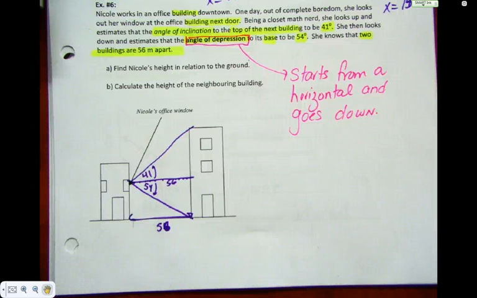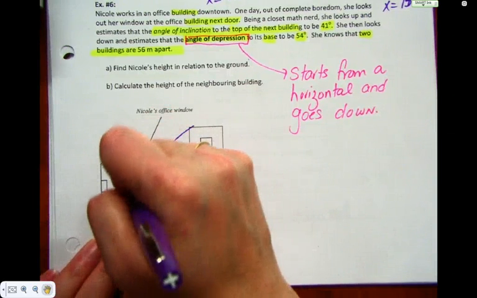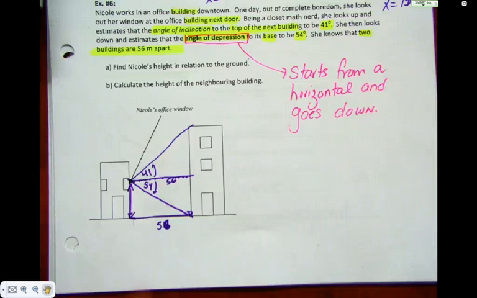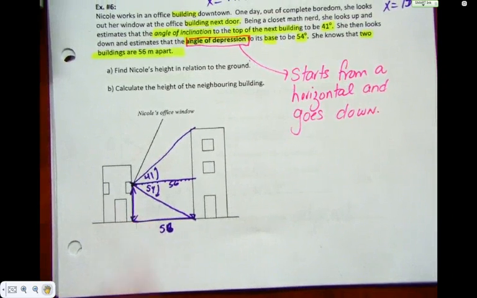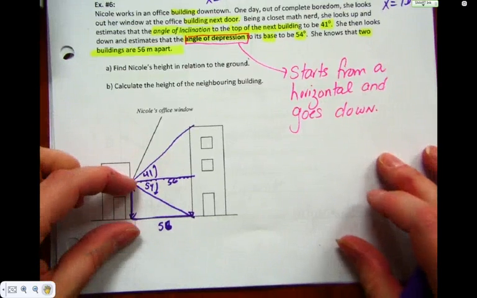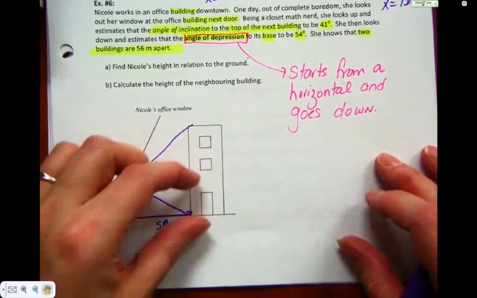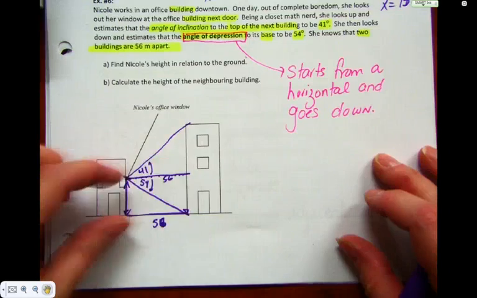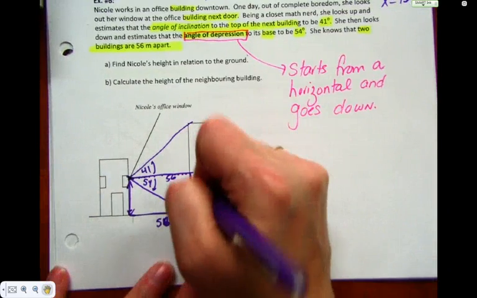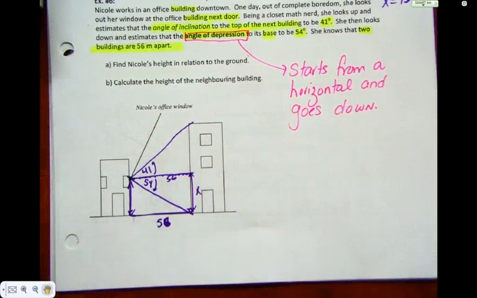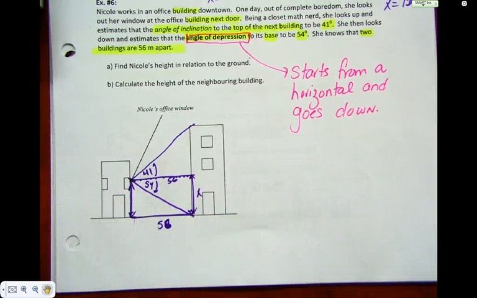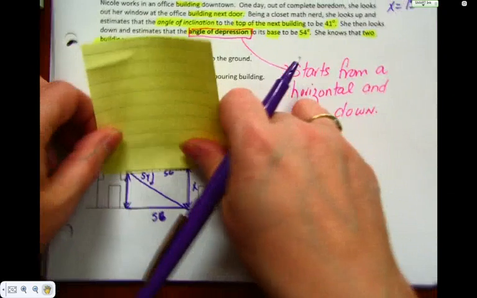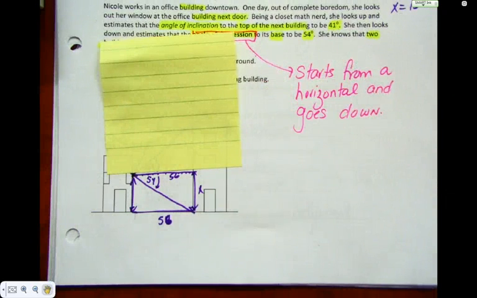Okay, part A, what are we trying to find? Her height. So her height to the ground. Well, that's not even part of our triangles. Well, again, we just need to use the fact that her height on this building is going to be the same as her height over here. Really, it doesn't matter the distance. So this is what we're trying to find in the first question. Because if you look at the diagram, it's going to be the same whether it's in the triangle or not in the triangle.